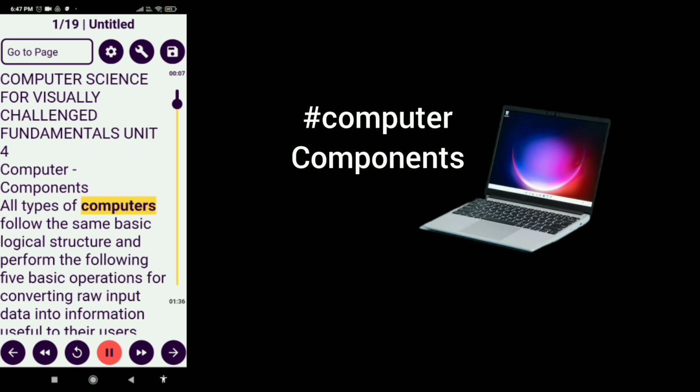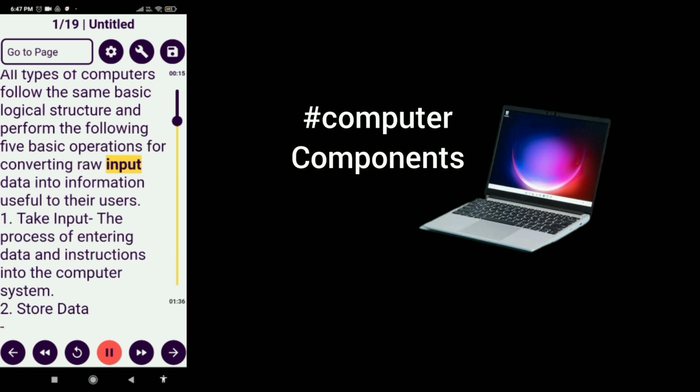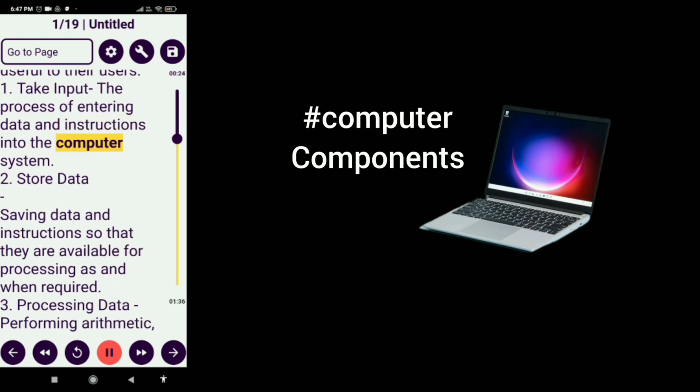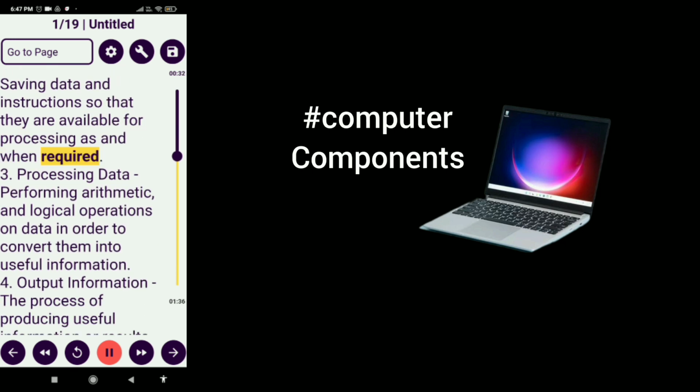All types of computers follow the same basic logical structure and perform the following 5 basic operations for converting raw input data into information useful to their users. 1. Take input, the process of entering data and instructions into the computer system. 2. Store data. Saving data and instructions so that they are available for processing as and when required.